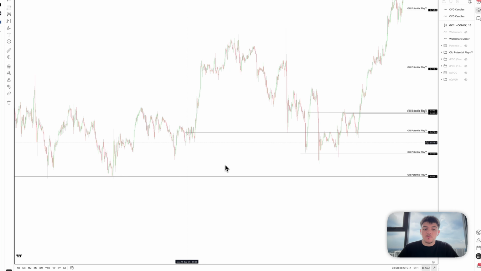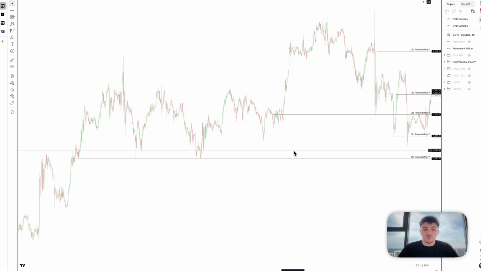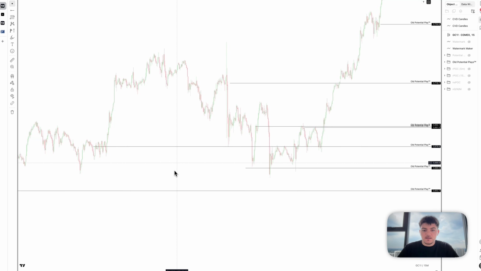Why do I keep it here? Well, because I know that there's buyers present inside the market. How do I know? Well, because every time we touch this level, we ended up getting a really nice buy entry. Okay, over here, look at this level. Okay, we hit this level, got an amazing reaction from it, right?